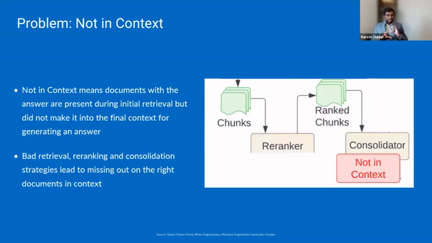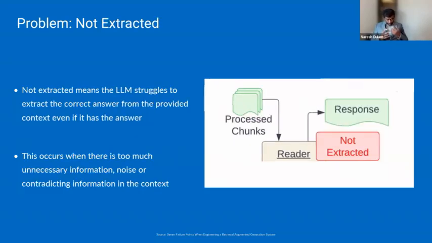The other problem statement is not in the context, which means the documents with the answers are present during the initial retrieval. When you retrieve, you get the documents, but you have some kind of re-ranker or consolidator. When you make it to the final context required to generate an answer, there is a possibility that you will miss out the documents that help you answer the question. Another challenge is that you retrieve the document and it might have a lot of information, contradicting information, and more noise, which will make your model struggle to get the relevant information to answer.